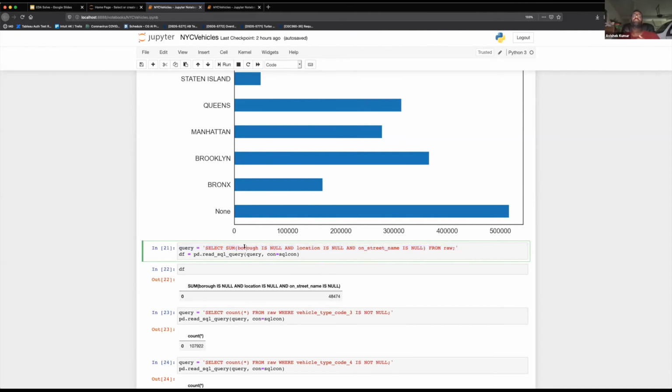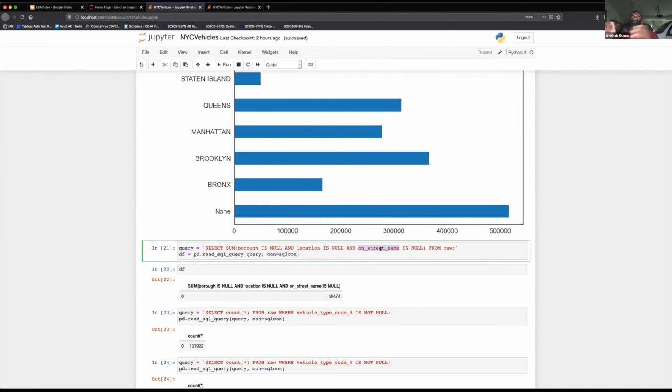So there's no borough, there's no location. Location is the sort of latitude and longitude, and there's no actual street name. But maybe there's something actually special about these cases. So it could be, well, maybe these cases were the ones that had fatalities, so an officer, or they had significant people injured.